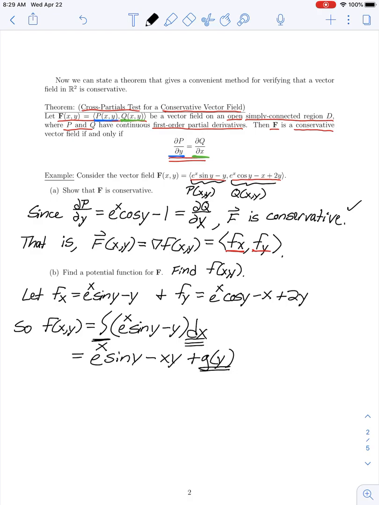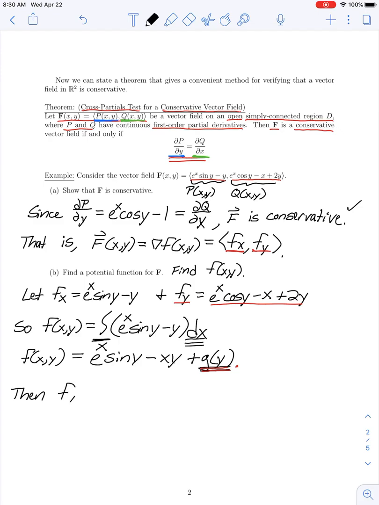So now the question becomes, well, what is this constant function, g of y? So recall there's another condition that needs to be satisfied here. We need the partial derivative of f with respect to y to be equal to the second component of our vector function. So let's make sure that condition holds. So what we just found was a general expression for our potential function f of x,y by finding the antiderivative of f sub x.